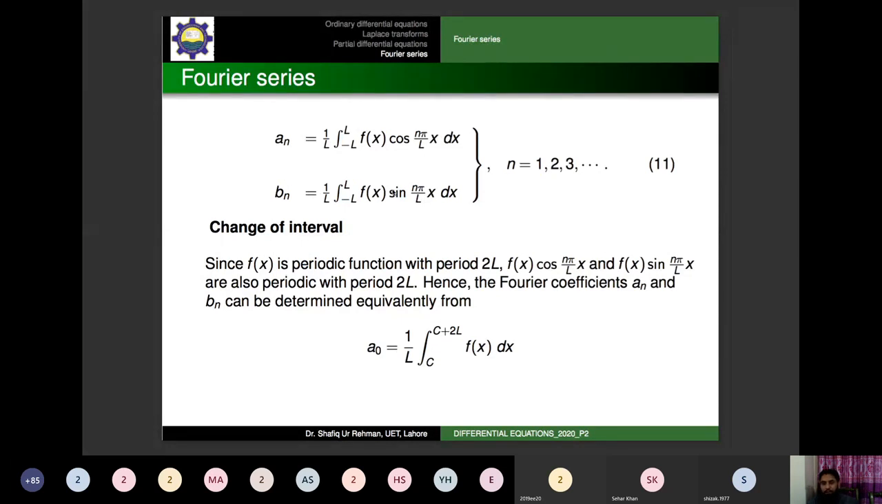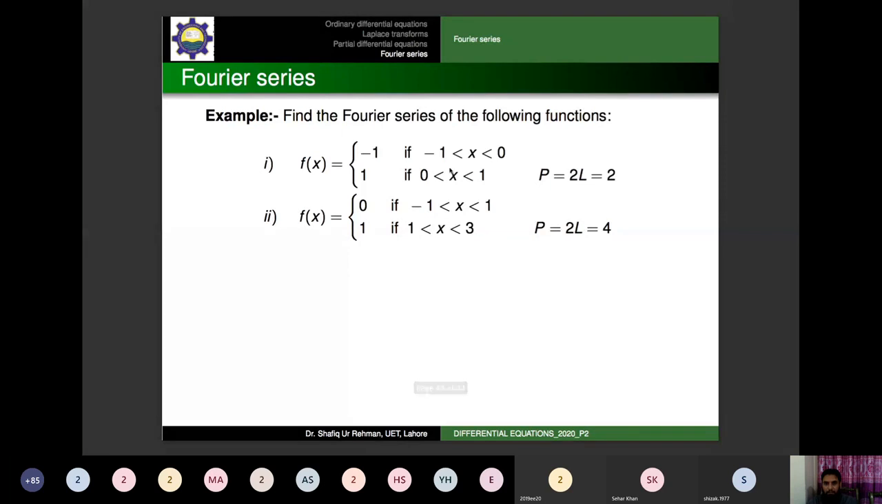And then you look into the pieces. We have two pieces, minus 1 to 0, and then from 0 to 1. So the interval from minus 1 to 1 is to be split into two pieces, minus 1 to 0 and then from 0 to 1. This is how you calculate a naught. A naught is to be calculated by utilizing the two pieces of the interval with L is equal to 1.